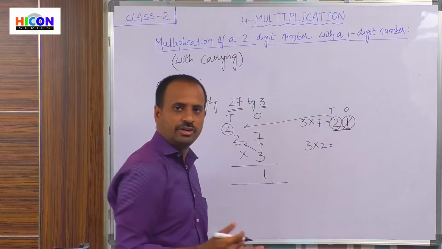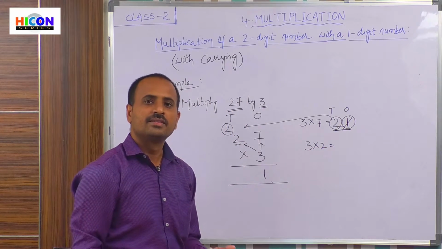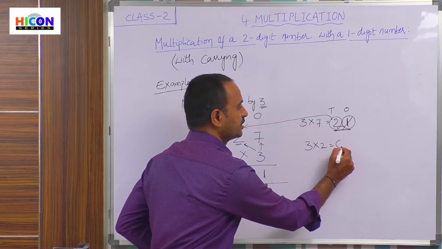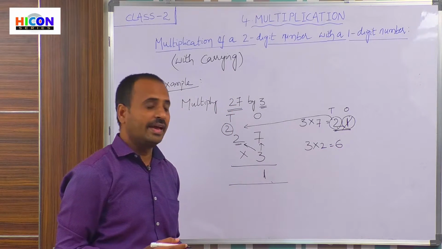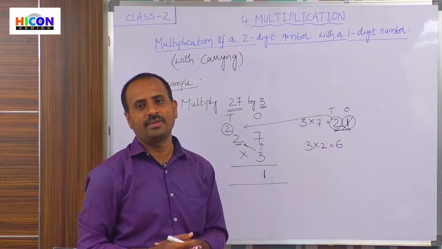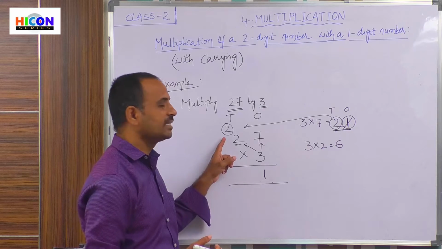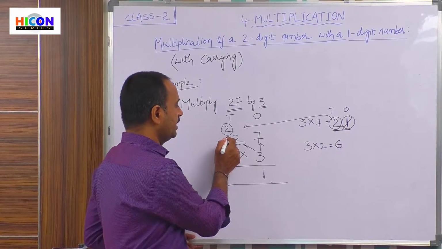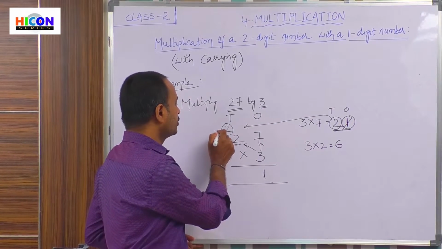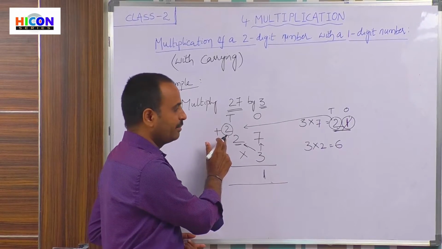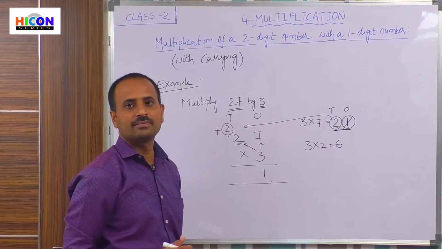So children, how much are 3 2s? 3 2s are 6. And children, again there is a carried number in the tens place. So what is the carried number in the tens place here? 2 is the carried number in the tens place. We should add this carried number to the product.